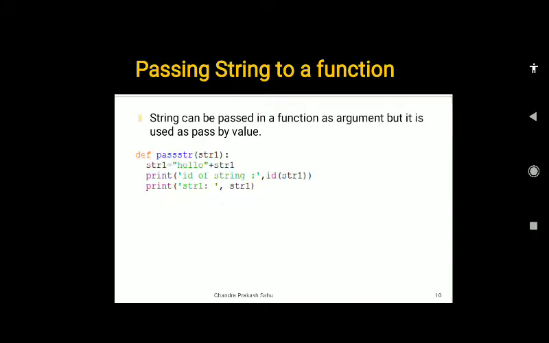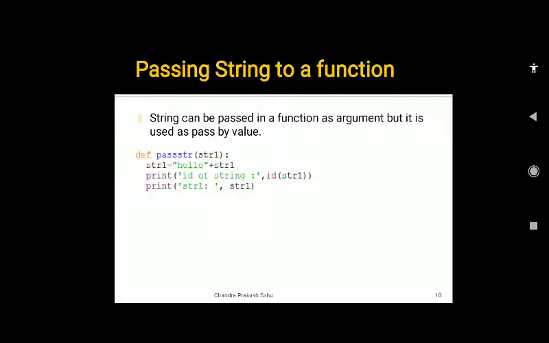Passing string to a function. String is another immutable object and you cannot change it. If anyhow you change it, the change is not done in the original string, but a new string object is created. That means the string object will get another ID.